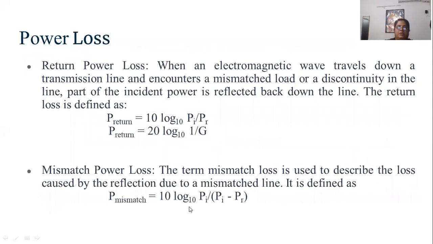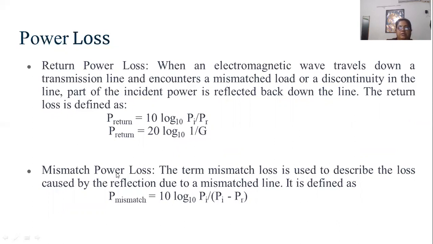Now the power loss. Return power loss. When an electromagnetic wave travels down a transmission line and encounters a mismatched load or a discontinuity in the line, part of the incident power is reflected back down the line. The return loss is termed a power loss and it is given by 10 log10 of Pi upon PR, or equivalently 20 log10 of 1 upon the reflection coefficient.